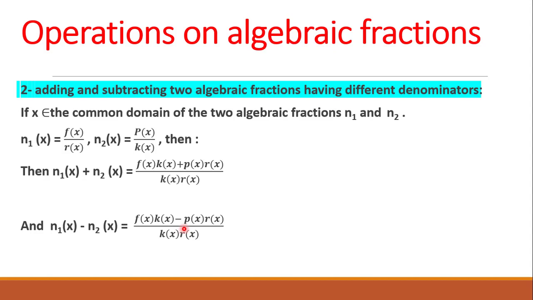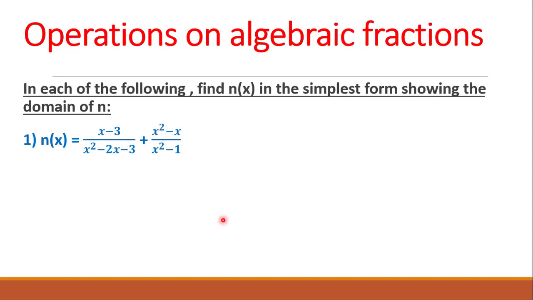If we have different denominators, we will unify them by multiplying r of x by k of x. So I'll multiply f of x by k of x and I'll multiply p of x by r of x. So now I have a common denominator. I can subtract and write the same denominator.